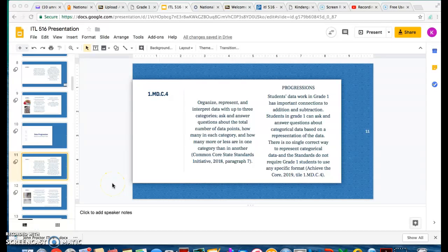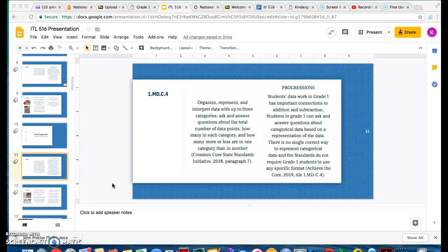We're now going to move into grades 1 through 5 for data progression. The first standard is 1.MD.C.4. Organize, represent, and interpret data with up to 3 categories.